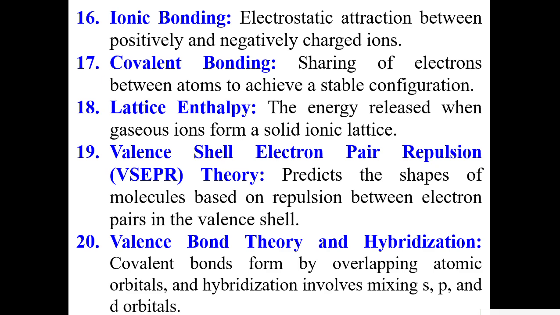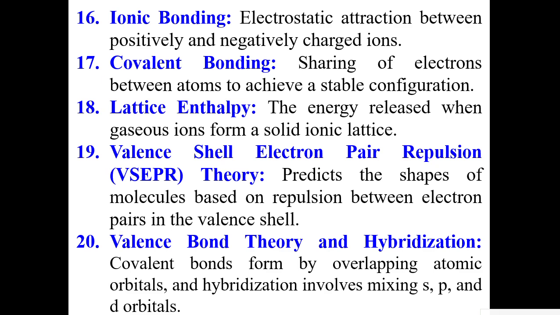Valence shell electron pair repulsion theory. Valency means the outermost electrons, valence electrons. The outermost shell that consists of valence electrons is called the valence shell. If there are two pairs of electrons, they repel each other. So it predicts the shapes of molecules based on the repulsion between electron pairs. For example, carbon dioxide is one structure, H2O, water, is another structure, and calcium carbonate is different. The structure is different for every compound as a result of valence shell electron pair repulsion. Because of the repulsions, the resultant structure will be like that. So variation of the structure is because of that.